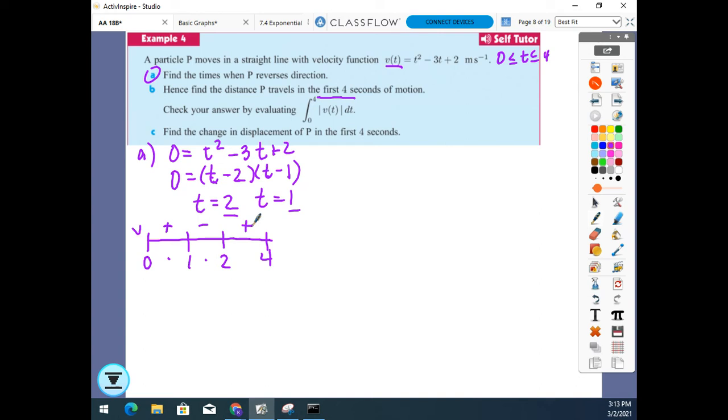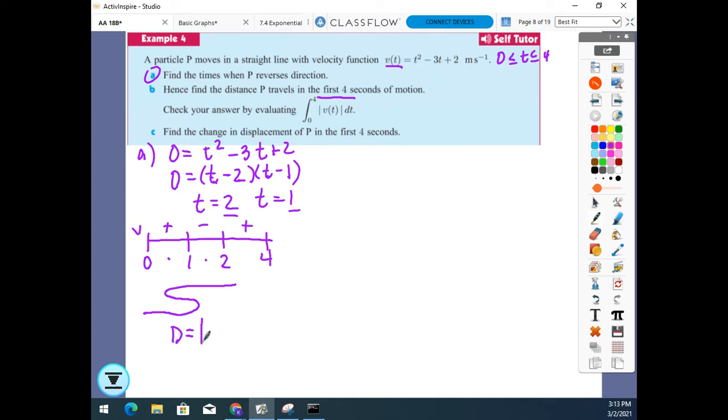So let's think about a motion. It's going to the right, and it's moving to the left, then it's moving to the right. That's kind of our motion picture. So think about how distance is, this is all part A, but this is going to help us for part B.